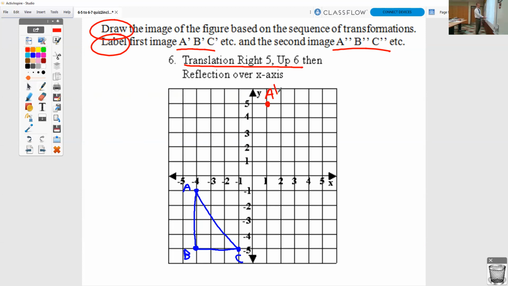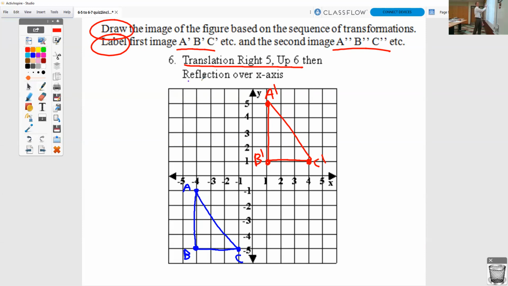Then I'm going to go to B and I'm going to go right 5, 1, 2, 3, 4, 5, up 6, 1, 2, 3, 4, 5, 6. Here's my new B prime. And then starting at C, right 5, 1, 2, 3, 4, 5, up 1, 2, 3, 4, 5, 6. This is my new C prime. That's half of your question.